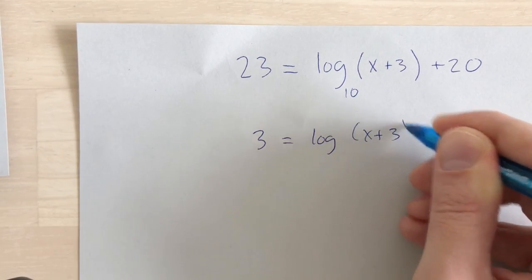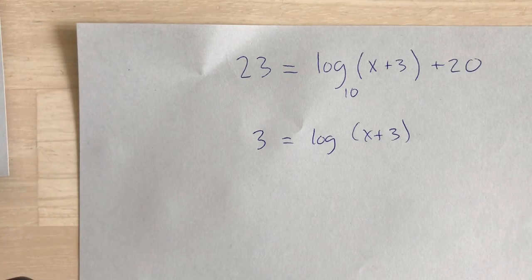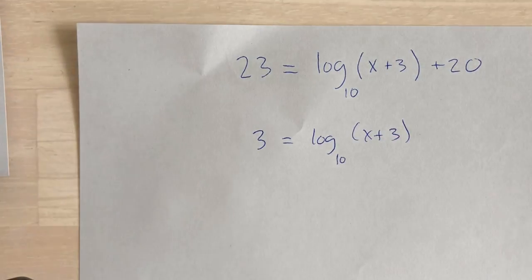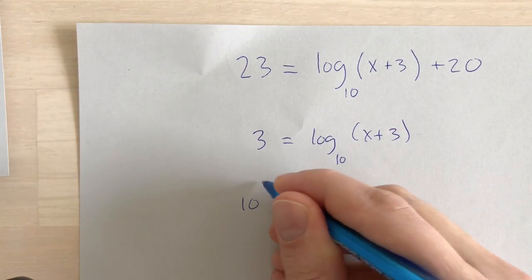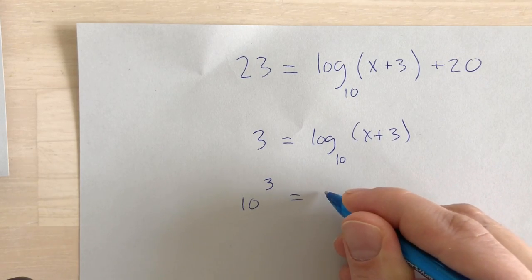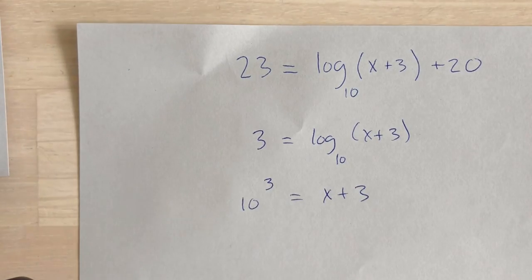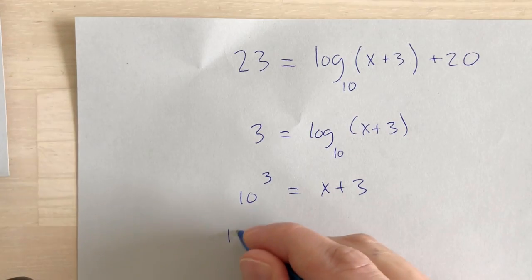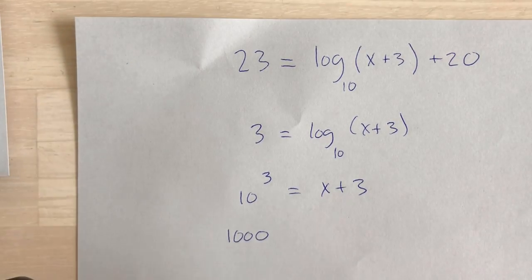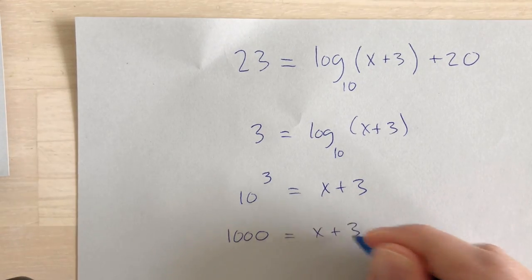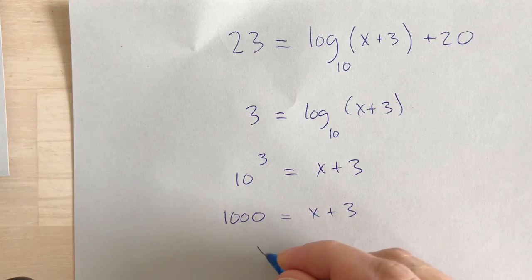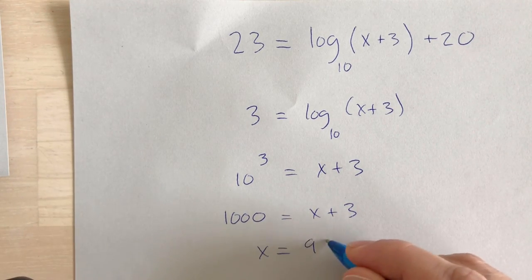x plus 3. Technically, we don't have to write the base 10 because, again, we already know that is base 10. But because we are trying to write this now in exponential form, again, having that base in mind is going to be important when I flip this to exponential form. So this would be the exponential form of it. And now I would just have to figure out what 10 to the third power is. In this case, that's going to be, what is that? 1,000 equals x plus 3. And then I'm just solving for x here. I'm subtracting 3 from both sides. And x is going to equal 997.